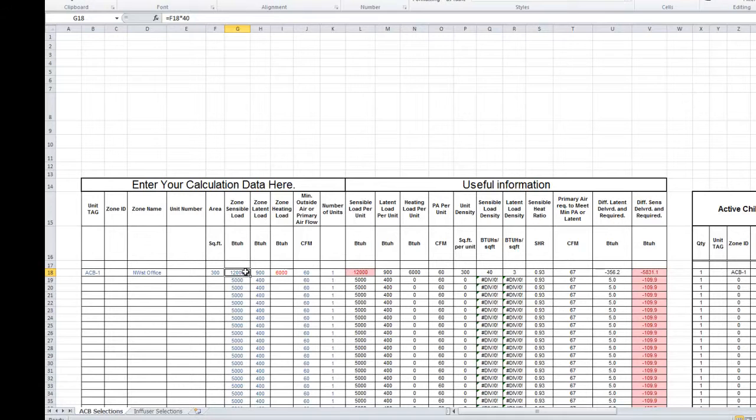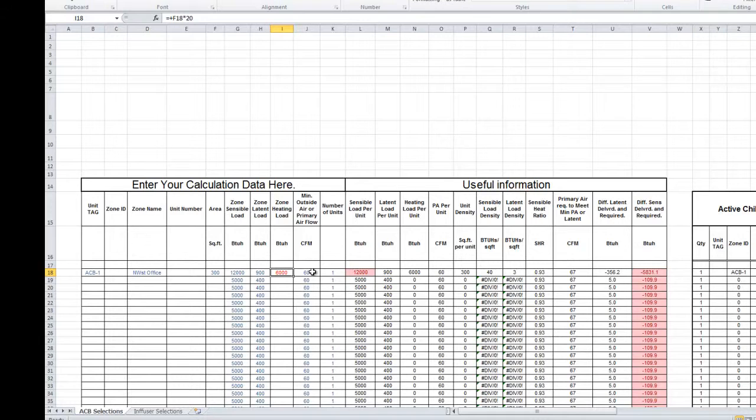for a total of 12,000 BTUs, and a latent load of 3 BTUs per square foot for 900 BTUs of latent load. The heating load is 20 BTUs per square foot, resulting in 6,000 BTUs of heating capacity. The minimum outside air requirement to meet the code requirement for this office was 60 CFM.